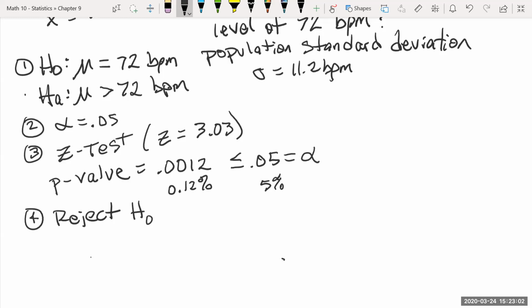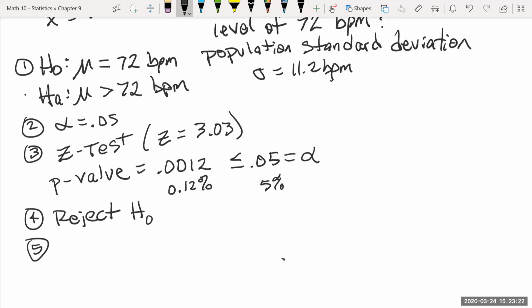We're saying the probability the null hypothesis is true is less than 1%. That's well below the 5% cutoff I stated. So I'm going to reject the null hypothesis and say, hey, I don't think it's true. And if it's not true, I go with the alternative hypothesis. So I don't think mu is equal to 72. I go with the alternative. I think mu is greater than 72.